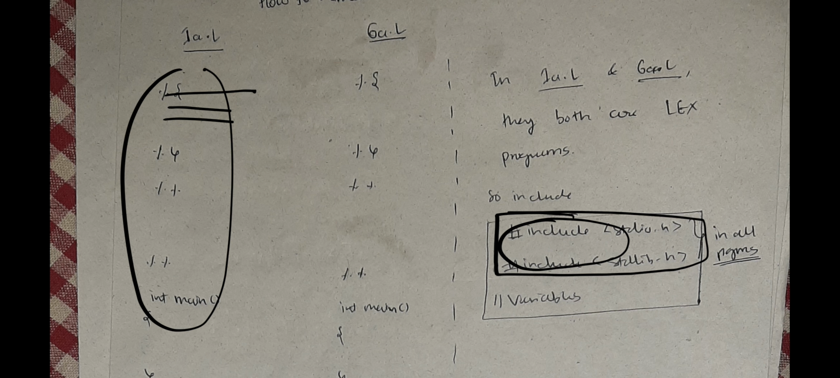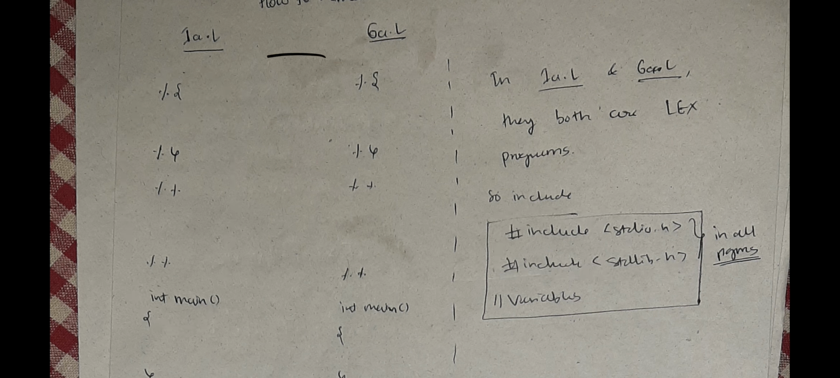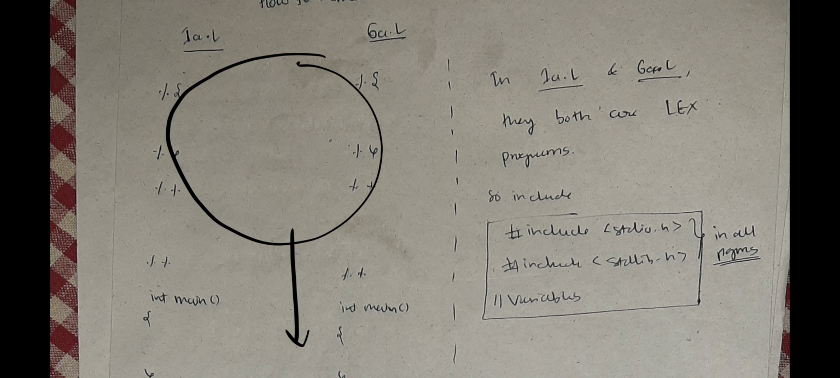So that's the declaration part. Mainly you have these two things in the first part. This is known as the first part of the program. The second part is the remaining programs that I will discuss later, but this goes for all the programs.